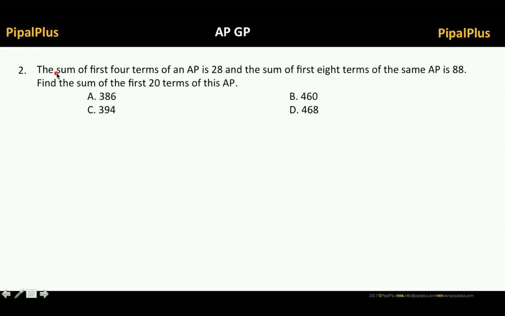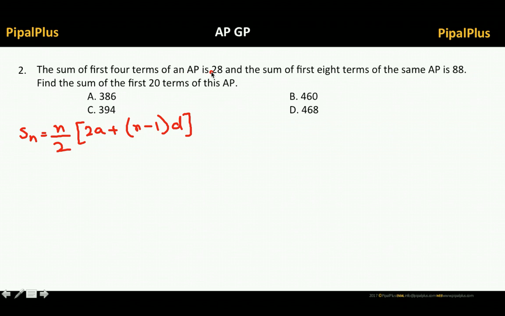Now in this question, it is given that the sum of first 4 terms of an arithmetic progression is 28. Sum of the first 8 terms of the same AP is 88. We need to find the sum of first 20 terms of this AP. Now the formula for sum of n terms of an AP is given as n by 2 times (2a plus (n minus 1)d), right? So we use this to get our first equation.